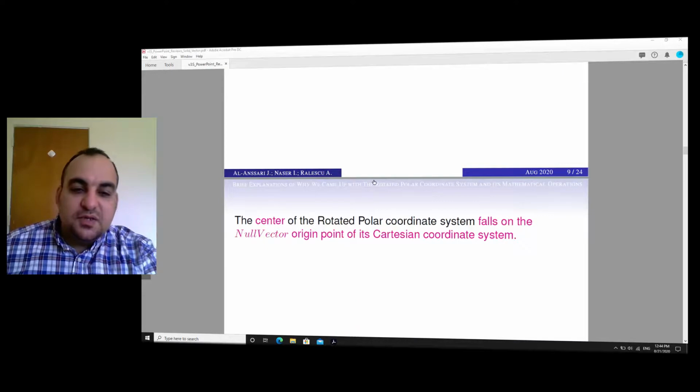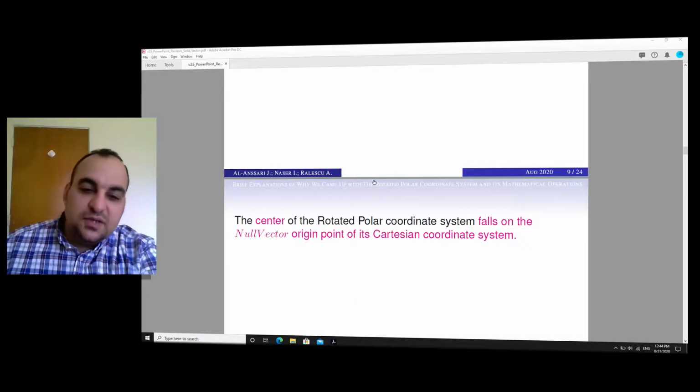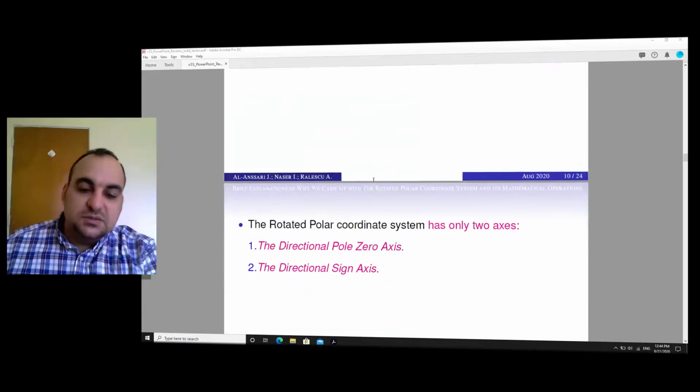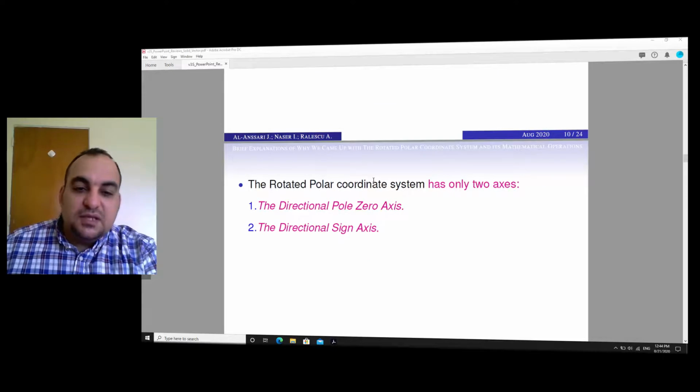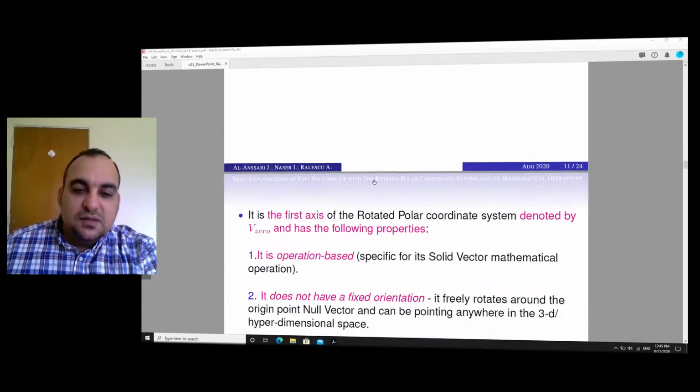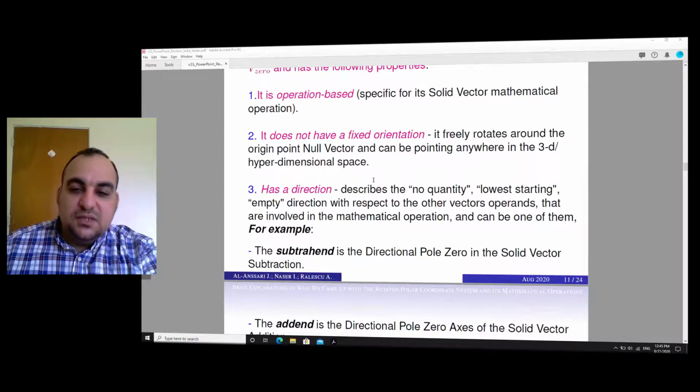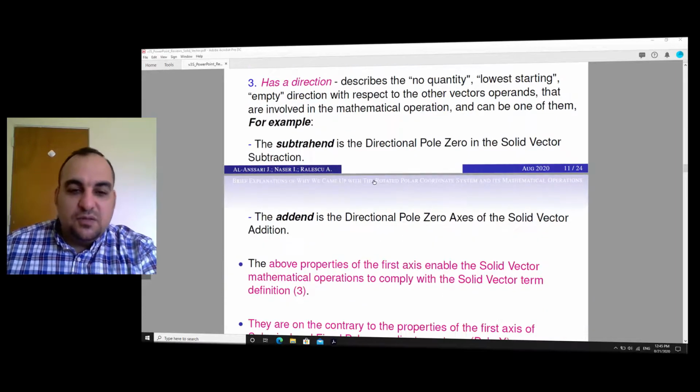So the center of the rotated polar coordinate system falls on the null vector origin point of the Cartesian coordinate system. This rotated polar coordinate system has only two axes, the directional pole zero axis and the directional sign axis. So the directional pole zero vector describes the no quantity lowest starting empty direction with respect to the other vector operands that are involved in the mathematical operation and can be one of them.